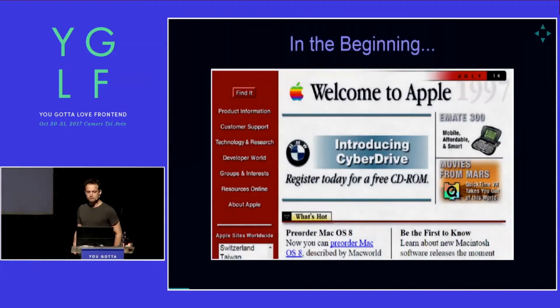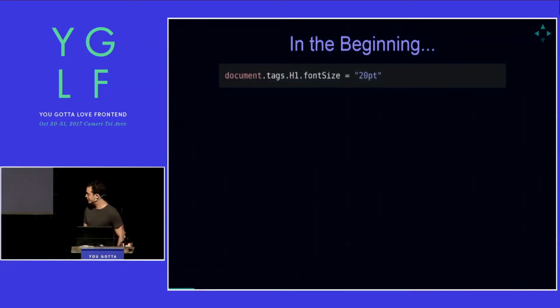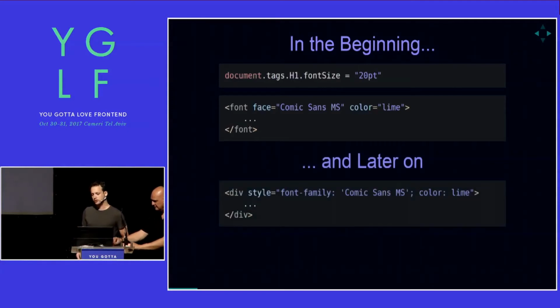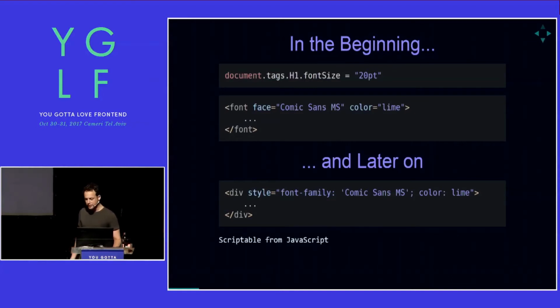In the beginning, websites were beautiful. An ancient browser called Netscape Navigator introduced the idea of styling documents using a JavaScript API. Then we got presentational markup, like the font tag and the bgcolor attribute, that allowed us to style our documents declaratively as part of our structure. And only later on, we got what we know today as inline styling, the style attribute. Notice that from the very beginning, styling was always accessible through JavaScript.